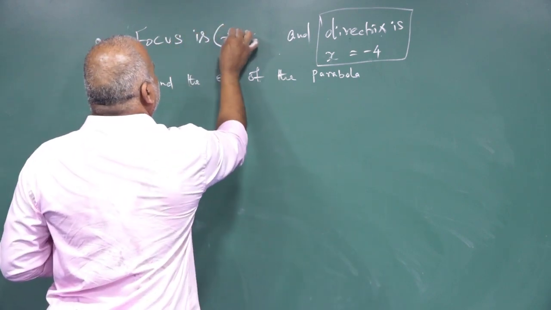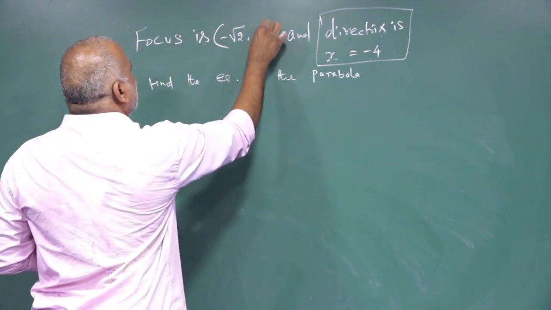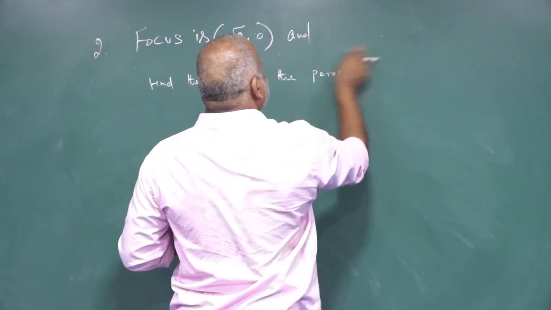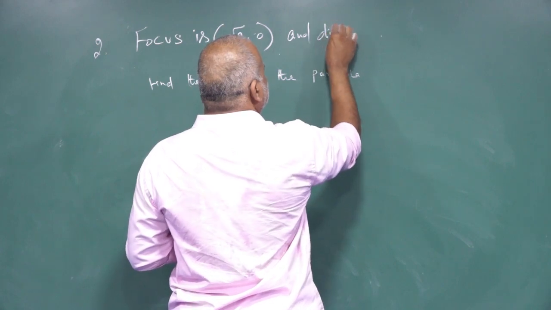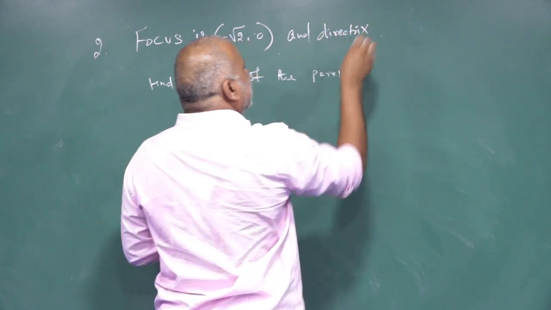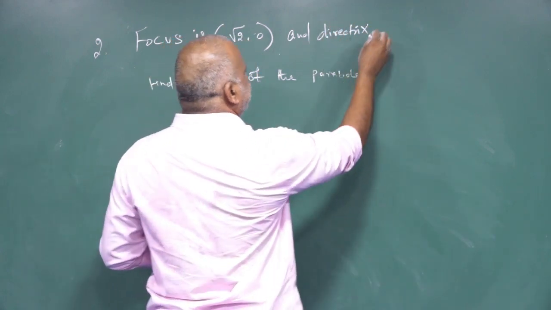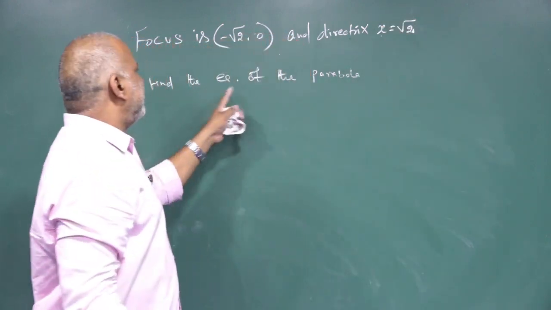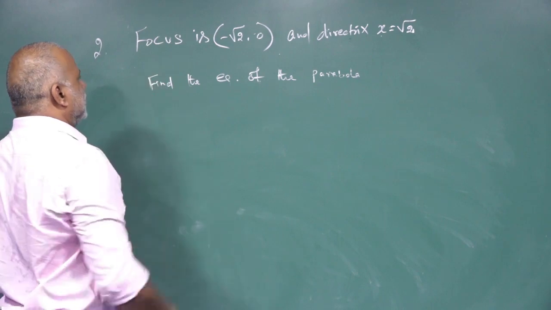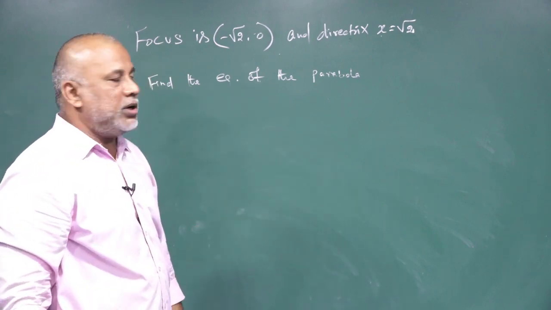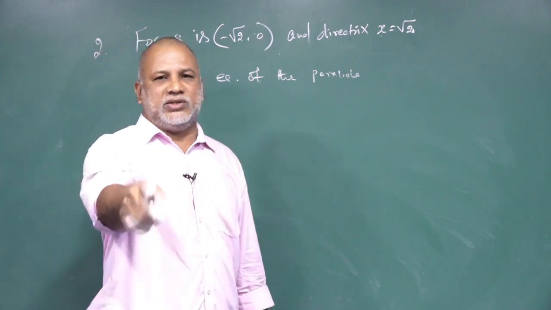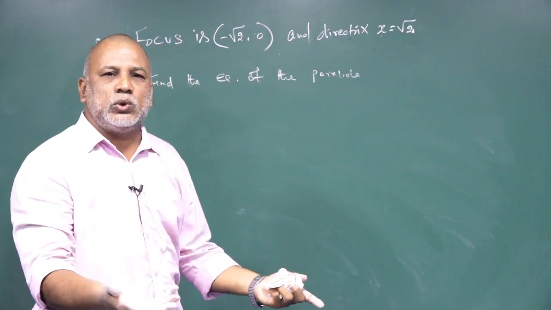Focus is (minus root 2, 0) and directrix means equation of the directrix, x equal to root 2. Find the equation of the parabola. Now listen, in question number 1, focus is given (4, 0). Here it is (minus root 2, 0).